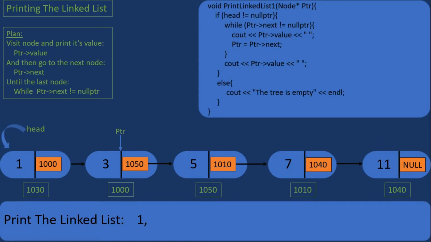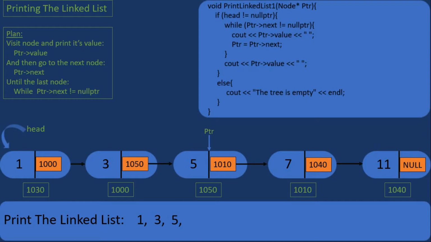And then advance the pointer ptr to the next node, the third node. Its next pointer is also pointing to a node, so we are still in the while loop. Therefore, we print out the value of the node, which is 5. And then we advance the pointer ptr to point to the next node, the fourth node.